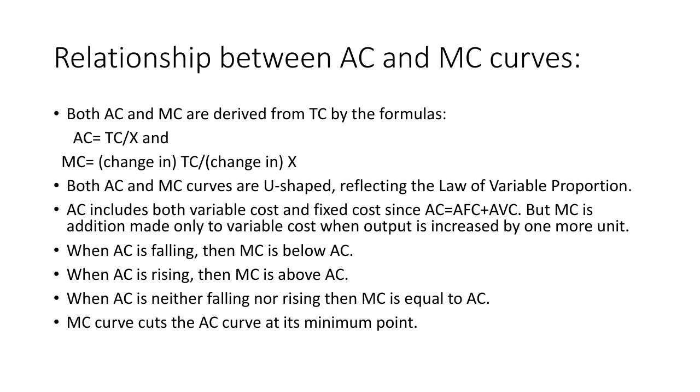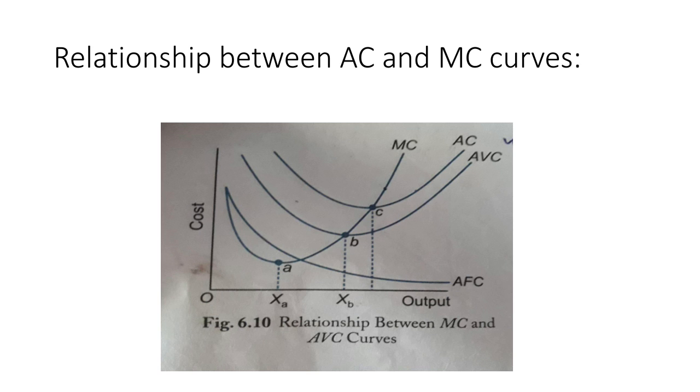AC includes both variable cost and fixed cost, since AC is equal to the sum of AFC and AVC, but MC is the addition made only to the variable cost when output is increased by one more unit. When AC is falling, then MC is below AC. When MC is rising, AC is below MC. You can see here.